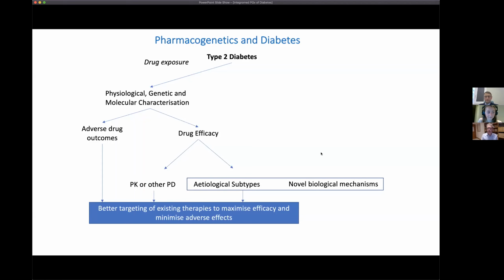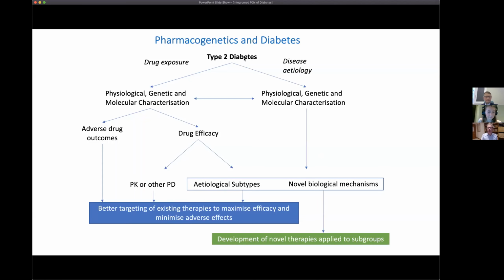The other approach is the more traditional disease genetics approach, where we take people with type 2 diabetes and we compare them with people without, and we characterize them physiologically, genetically, or molecularly. And this gains us insight into disease etiology. And by understanding disease etiology better, we may be able to come up with new drugs or subtype individual populations, or just find that we can target drugs better.